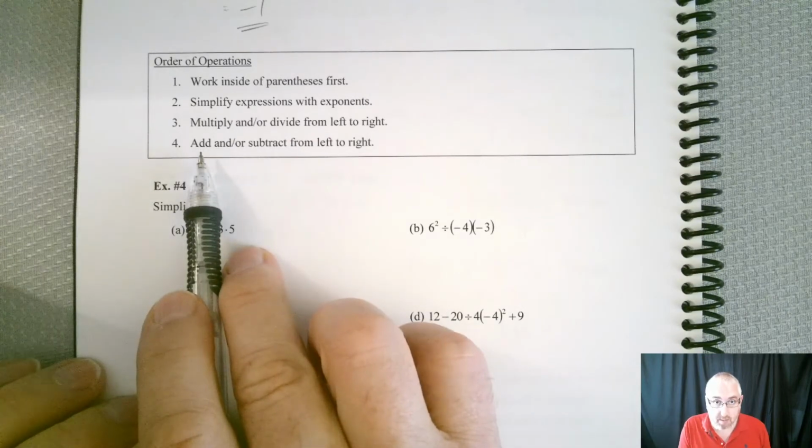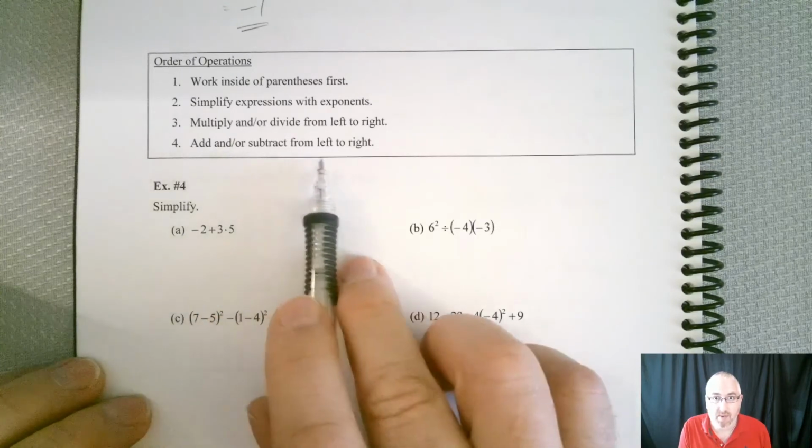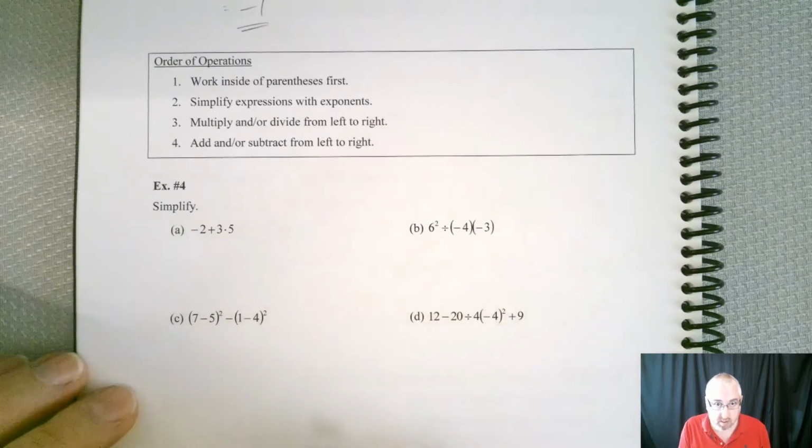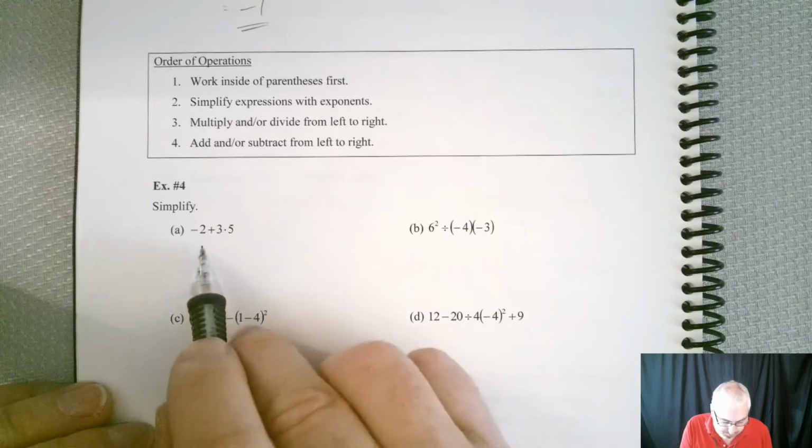Next we have adding or subtracting from left to right as well. Same thing: it's not adding first and then subtracting second. It's either or from left to right. So let's take a look at some examples.